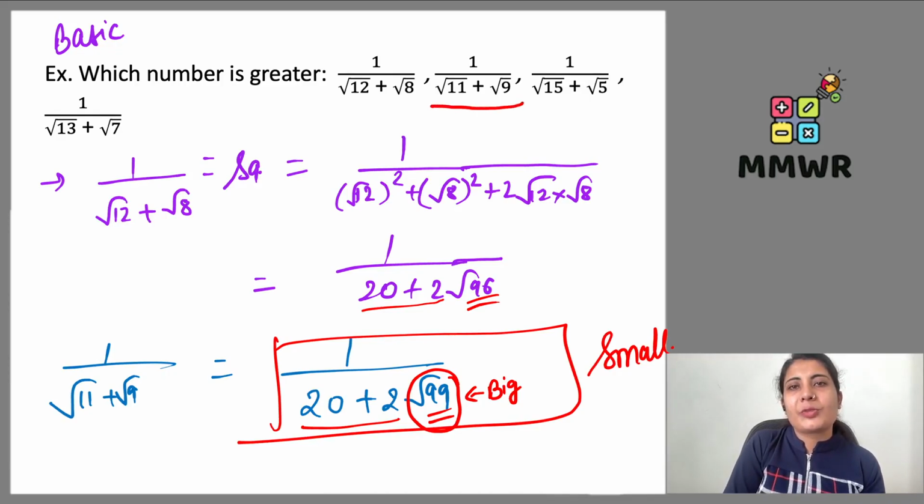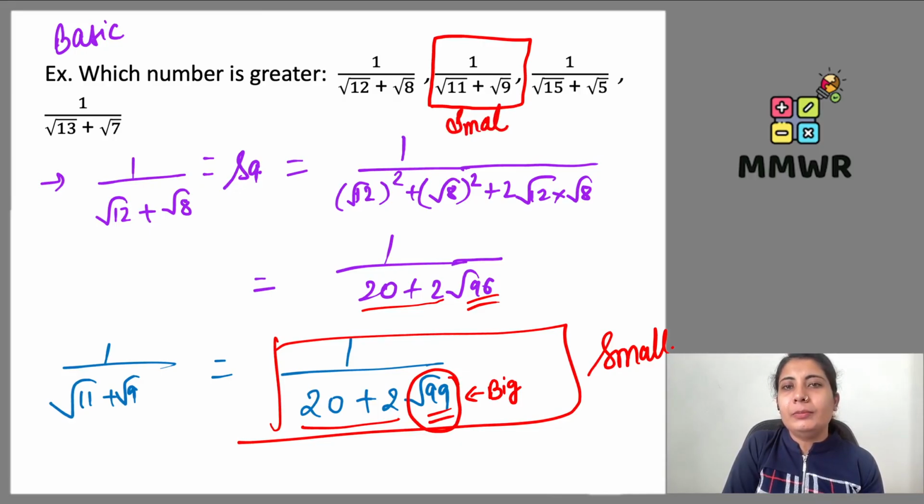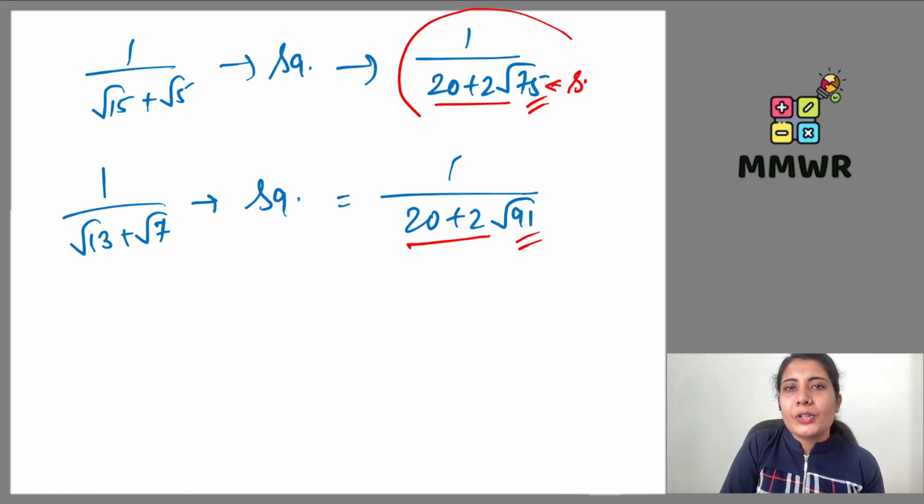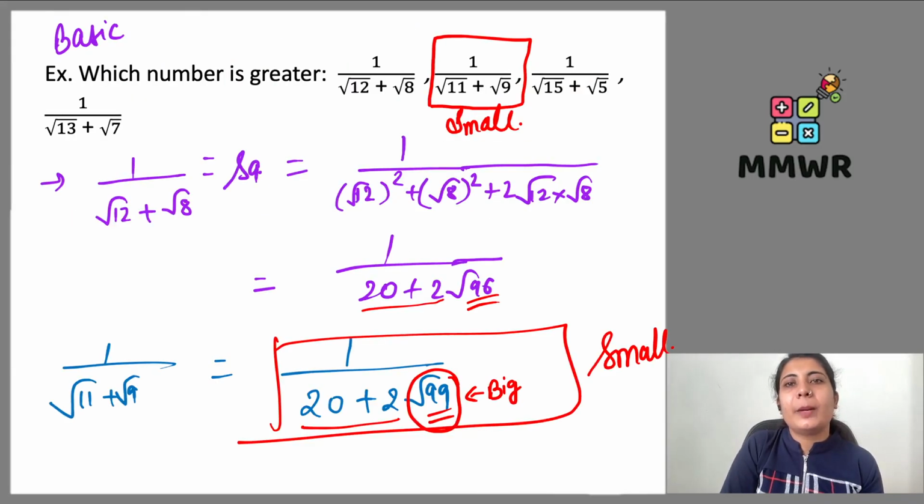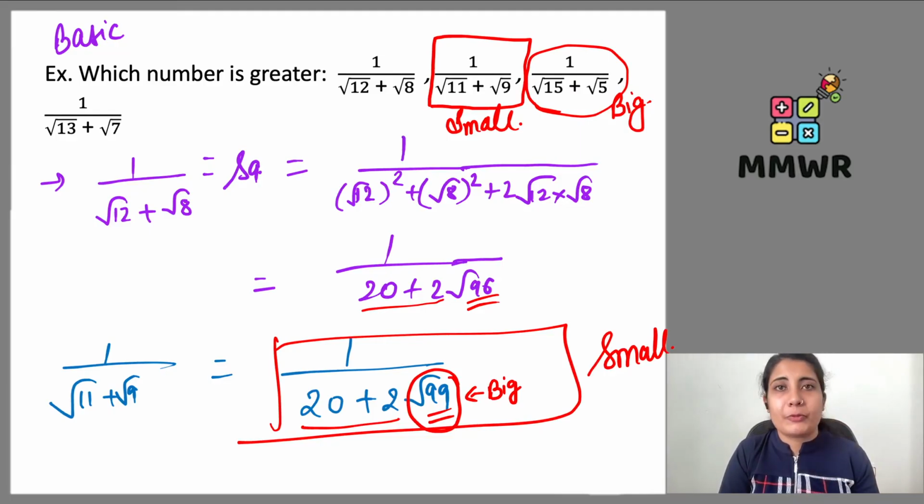जो सबसे बड़ा था वो सबसे छोटा बन गया. न्यूमरेटर में अगर हमको root 11 plus root 9 दिया होता, so this was the big one in that case. So this has become the small one now. And root 75. Root 75 is small, so the fraction is big. And the fraction is 1 upon root 15 plus root 5. This is the big fraction. Just opposite to the case which we have seen before. First example. I hope it's easy.